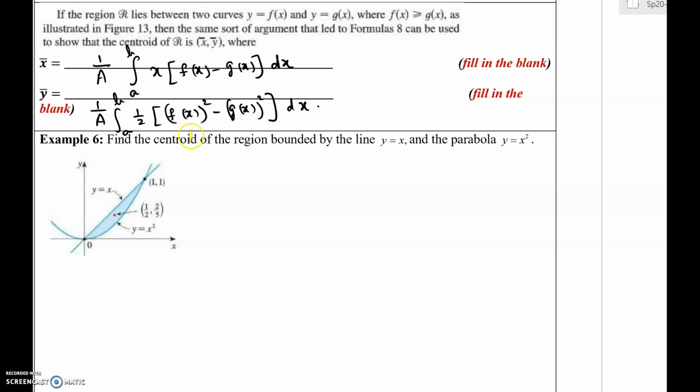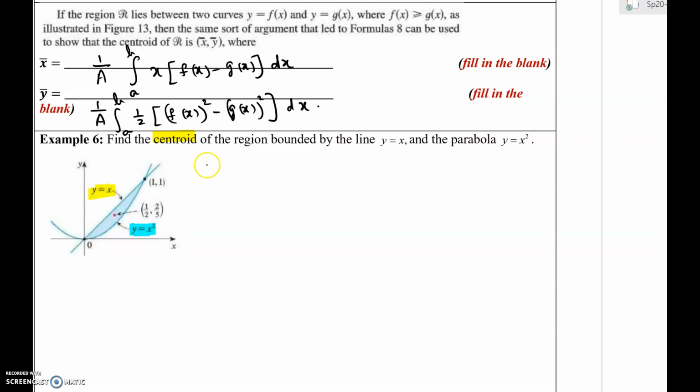So find the centroid of the region bounded by the line y equals x and the parabola y equals x squared. So now we have two curves. The top one is y equals x and the bottom one is y equals x squared. And the region is between these two curves.